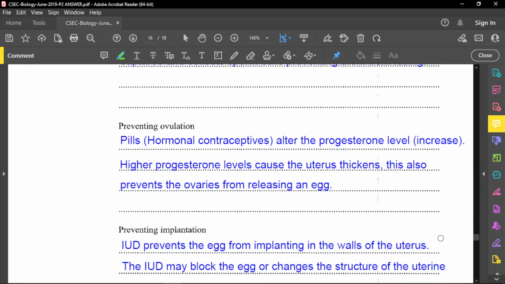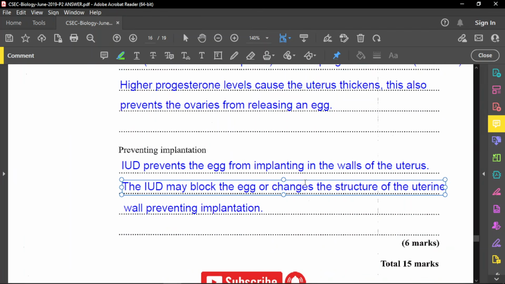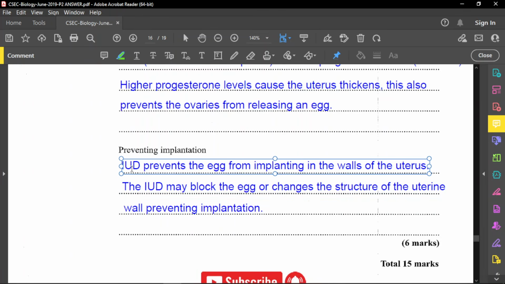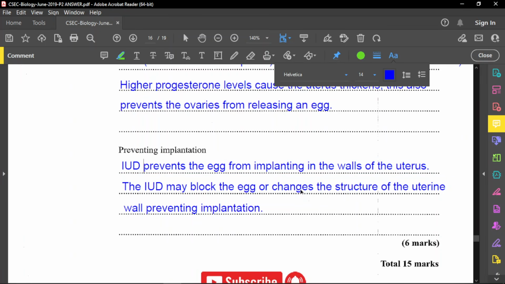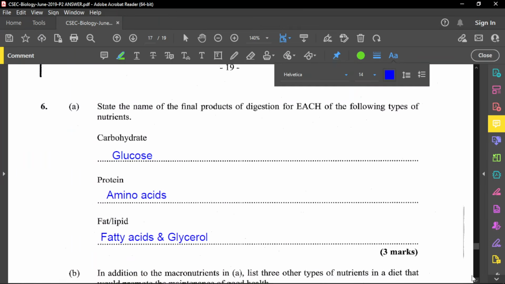Now, preventing implantation, again, how this works is that the IUD prevents the egg from implanting in the walls of the uterus. And what the IUD does is to kind of block the egg, right? Or it also changes the structure of the uterine wall as well, preventing implantation. So the IUD also helps to build up the secretion of mucus, and that will also cause blockage of the egg onto the uterine wall.